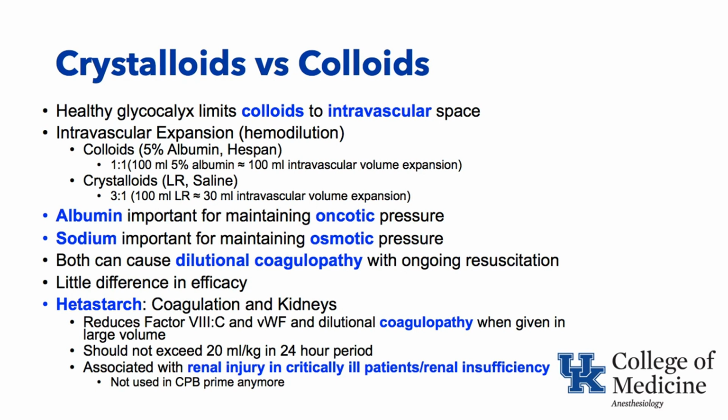Hetastarch has some coagulation and renal issues. If hetastarch is given in relatively large volumes, factor 8C and von Willebrand's factor can be diluted out. A dilutional coagulopathy can occur. The recommendation is that we should not exceed 20 mils per kilogram. That means for a 70 kilogram patient, about 1.5 liters in a 24-hour period would be on the high end. And hetastarch is avoided in patients with renal insufficiency and in the critically ill because there's newer evidence that suggests hetastarch can cause a renal injury, and it's not used in the cardiopulmonary bypass prime anymore.